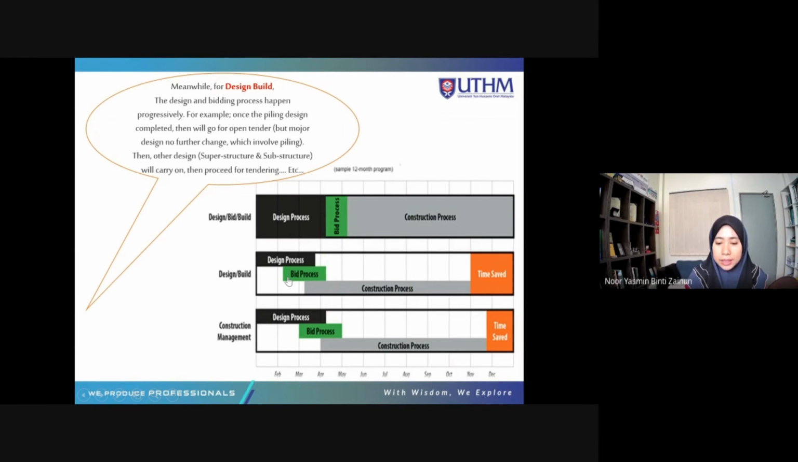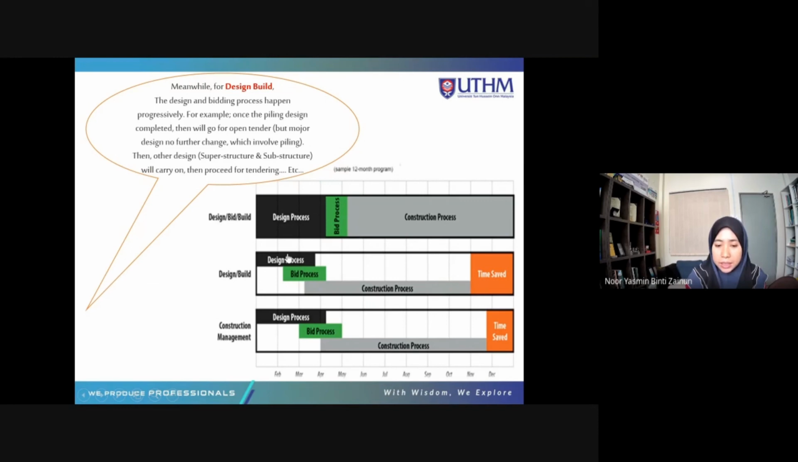Okay, the design process is not finished yet. We only have the piling design. However, we already opened tender. So a major design change would involve piling. Piling tak ada change lah.